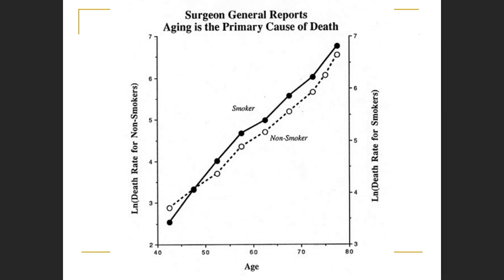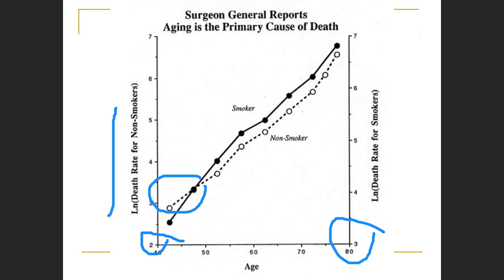And finally, this one, they managed to fix it. And at least it shows here that non-smokers actually die more than the smokers. How did they do that? So for non-smokers, they started 2. For smokers, they started 3. Using the axis in a wrong way.